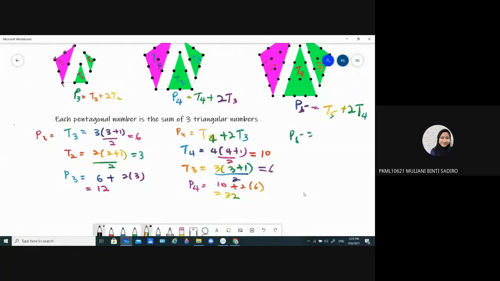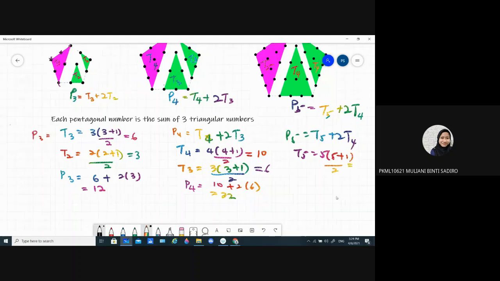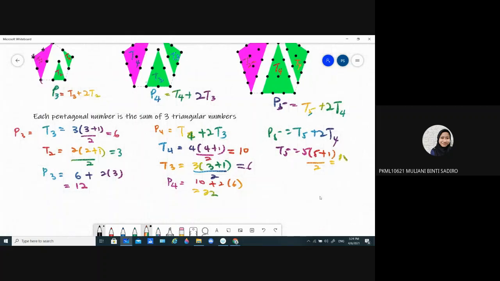So P5 is T5 plus 2 T4. T5 is 5 into 5 plus 1 over 2. How much is that? 5 plus 1 is 6, 6 divided by 2 is 3, times 5 is 15. And then we have T4, which is 4 into 4 plus 1 over 2, which is 10. So our P5, I'm going to substitute straight away. P5 is 15 plus 2 times 10, which is 35.